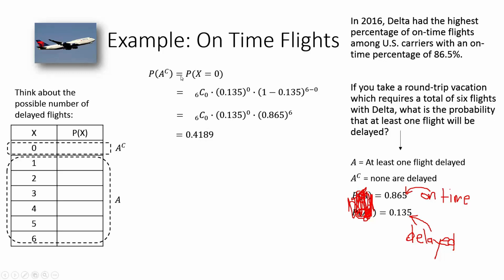But that's not actually what we're interested in. This is the complement. This is the probability that none of them are delayed. I want to know what's the probability that at least one flight is delayed. But we can use the complement rule because the probability of an event is just 1 minus its complement. So we can just take that 0.4189 away from 1, and we'll see that the final answer is 0.5811.